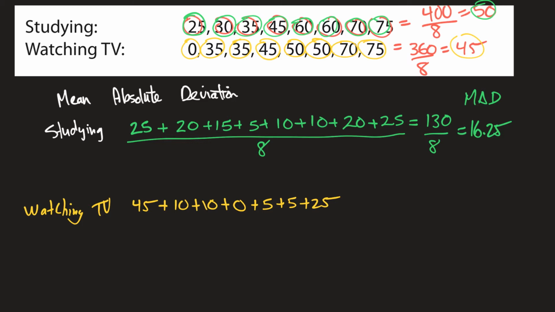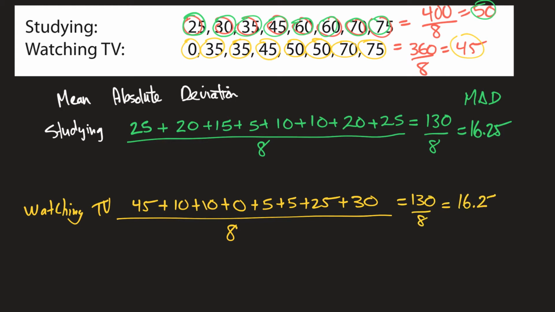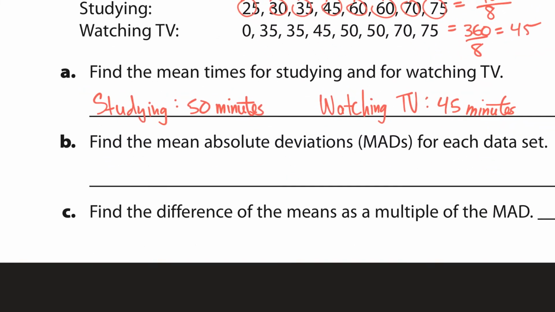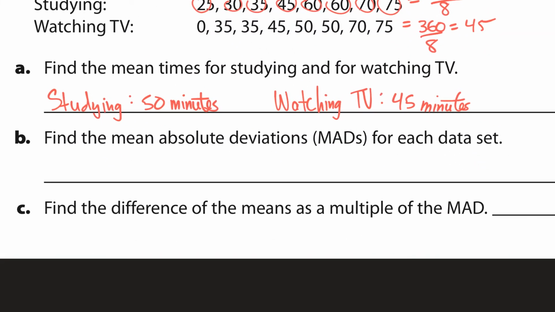And this deviation is 30. And we take all that and we divide by 8. And I believe that that sum is also 130 divided by 8. So that mean absolute deviation is also 16.25. So the mean absolute deviation is 16.25 for both data sets.